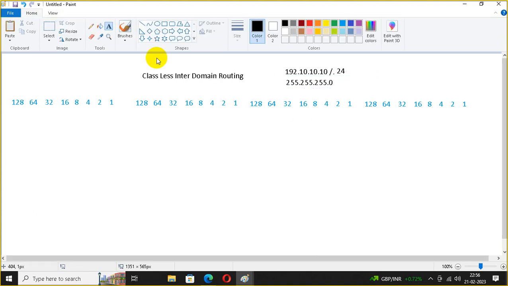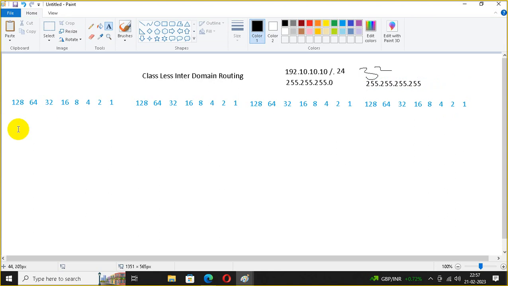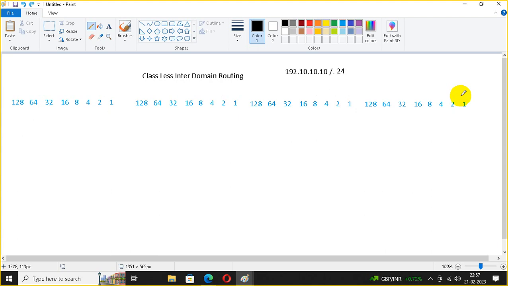Now whenever my value is /32, what will be the value of the subnet? 255.255.255.255, right? That means 4 times 8, the total value. This situation we call broadcasting. Now tell me carefully what I am telling you.